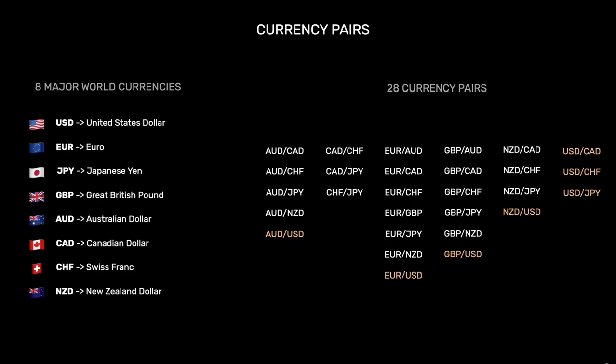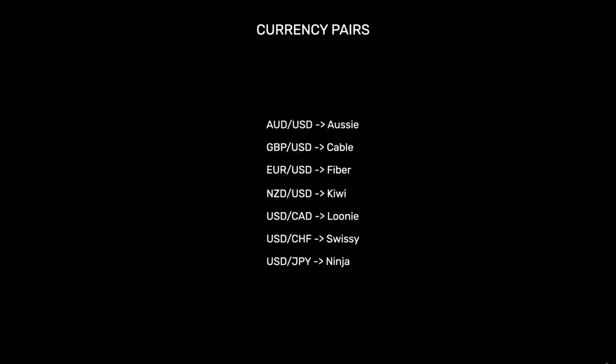And of these 28 pairs, those that contain the US dollar are referred to as the majors. The remaining pairs that do not contain the US dollar are commonly known as minors or crosses. Now, you may hear many of the major pairs referred to by traders with certain nicknames. Australian dollar versus the US dollar is simply Aussie, pretty simple.